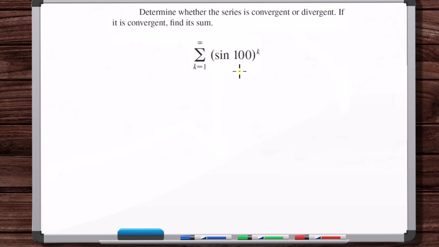Okay, this is a geometric series, because there's a common ratio. You can tell clearly you're multiplying each term of the underlying sequence of this series by sine of 100. As you go to the next term, each term is being multiplied by sine of 100. Okay, so what is sine of 100?